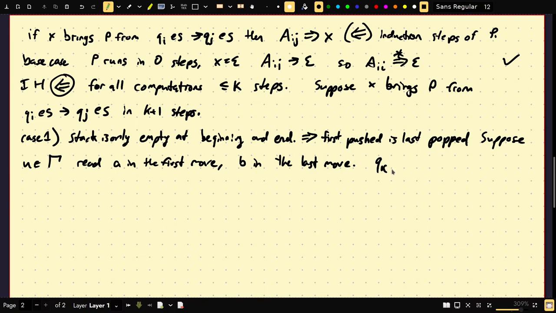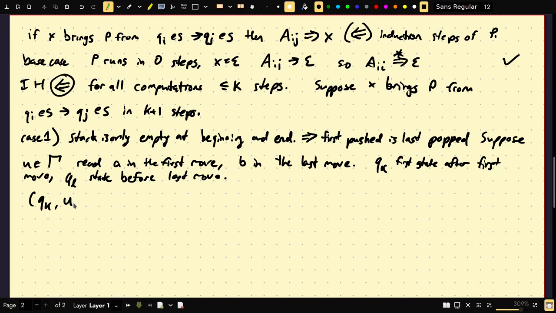So I also suppose that QK is the first state after the first move, and QL is the state before the last move, right? Well, then it immediately follows that QK was transitioned to from QI reading A and pushing U, and that QJ was transitioned to from QL, where we read B in the last move and popped U.